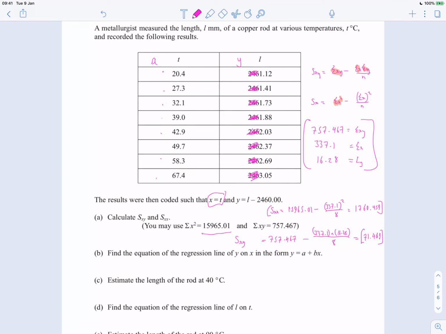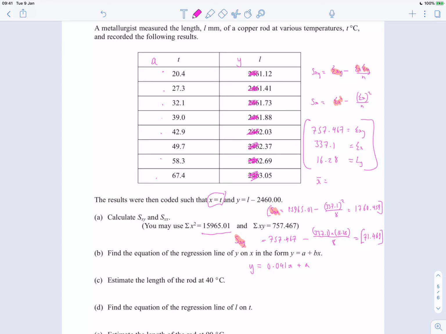Okay, find the equation of the regression line y on x in the form of y equals a plus bx. Well, I know that it's Sxy over Sxx is the b, so it's y equals b, so that's going to be 71.469 divided by my just recently previous answer, which will get 0.041 to three decimal places x plus a.